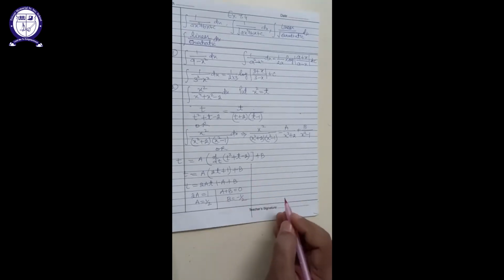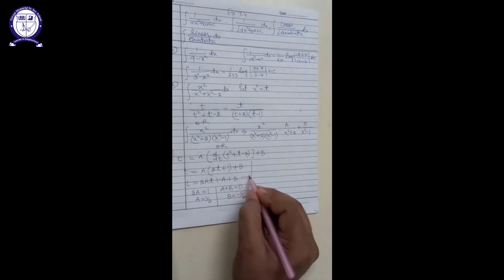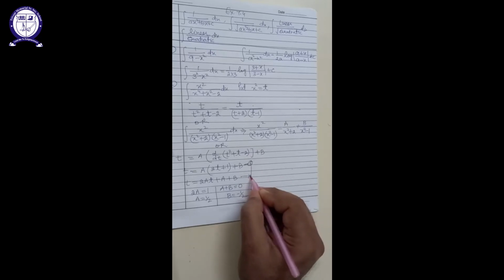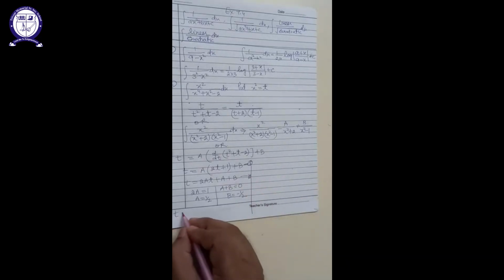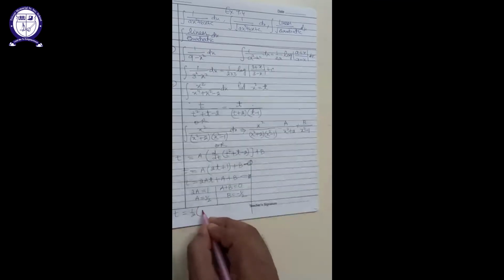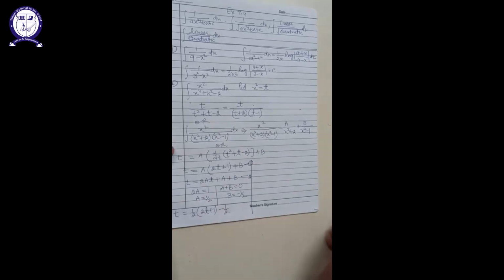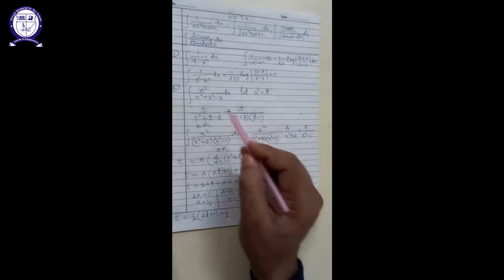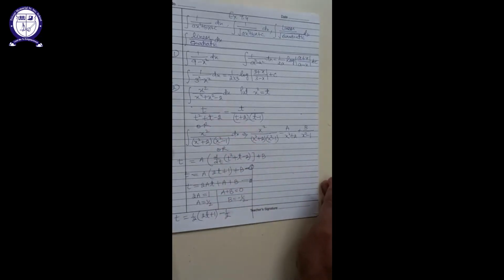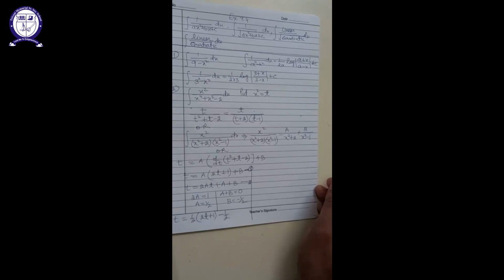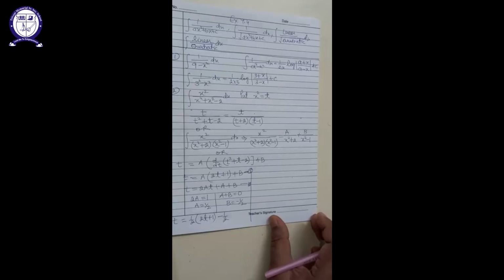Clear? Therefore put the value of a and b in this equation. Clear? Therefore you can say t is equal to half of 2t plus 1 minus 1 by 2, and put this value here in place of t. You can write. Correct? Okay. Further you can solve. Clear?